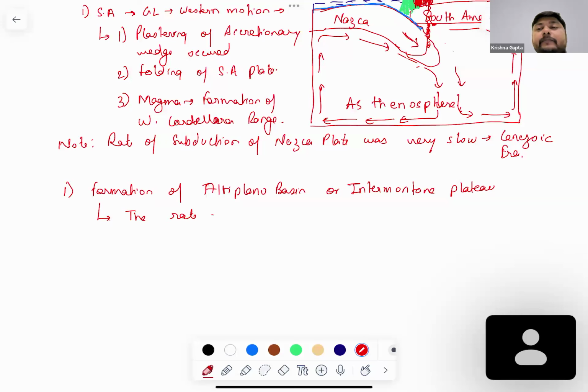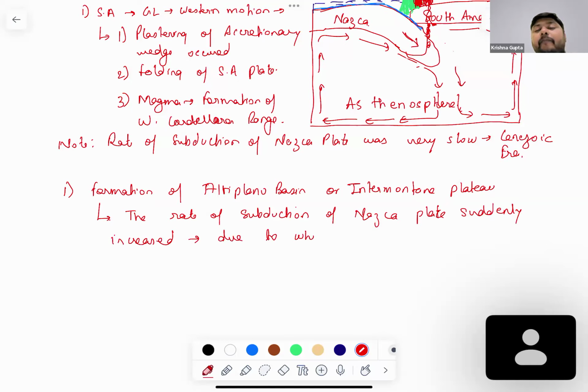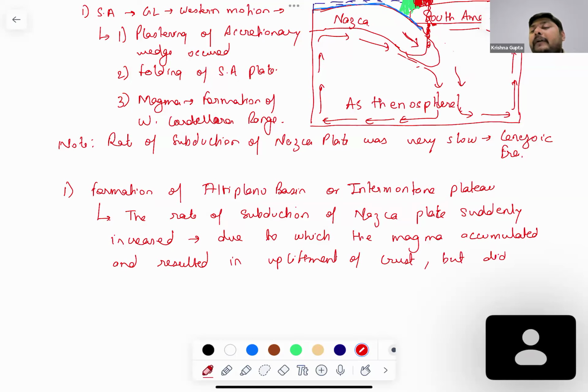Here we'll be seeing that the rate of subduction of the Nazca plate suddenly increased, due to which the magma accumulated and resulted in upliftment of the crust, but did not form mountains.